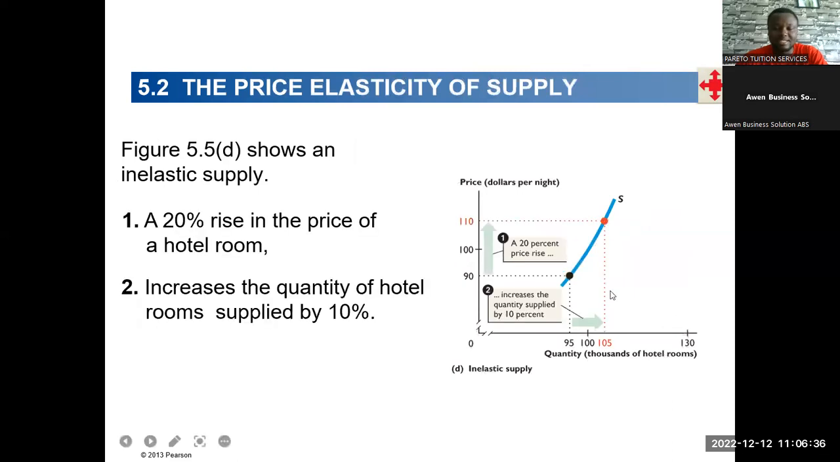Then here, percentage change in price is 20%. Percentage change in quantity supplied is only 10%. So we have inelastic supply, since the percentage change in price is more than that of the quantity.